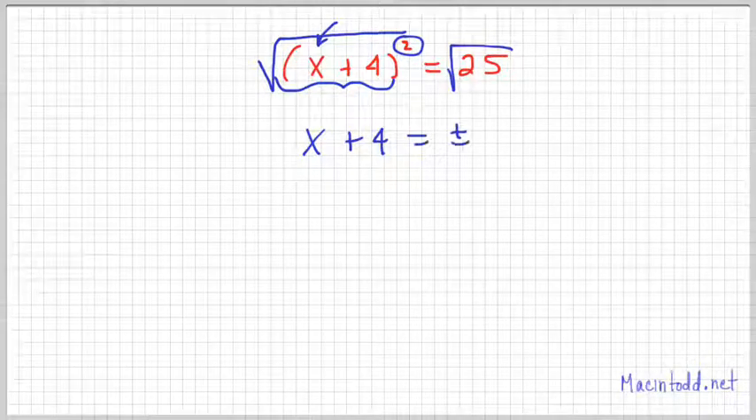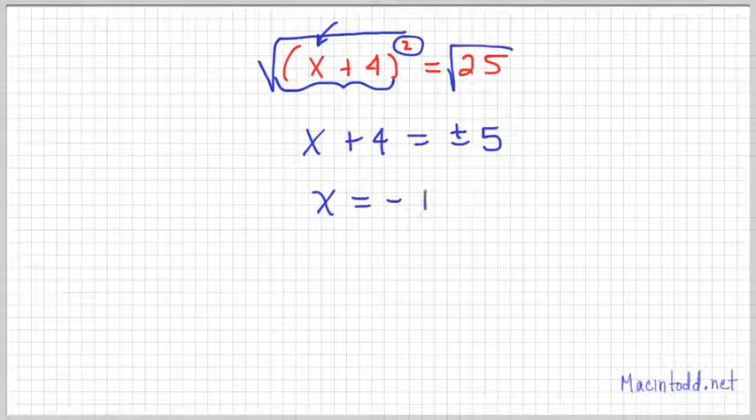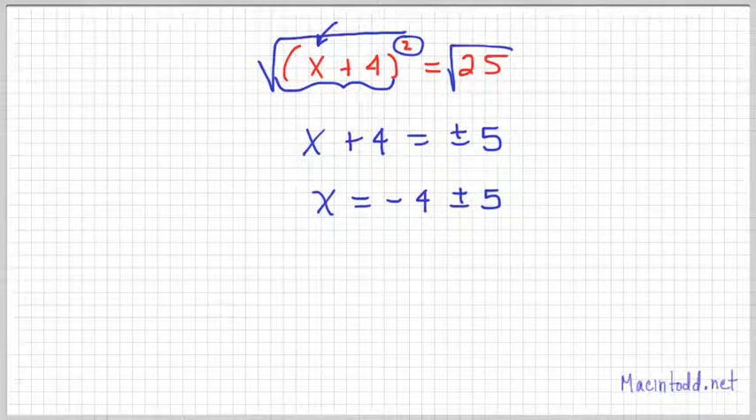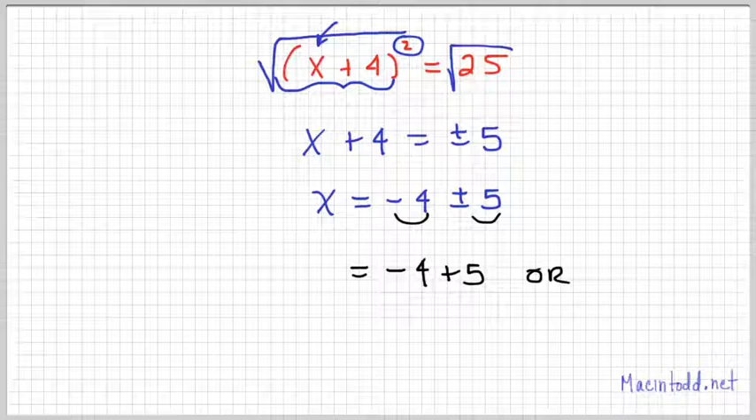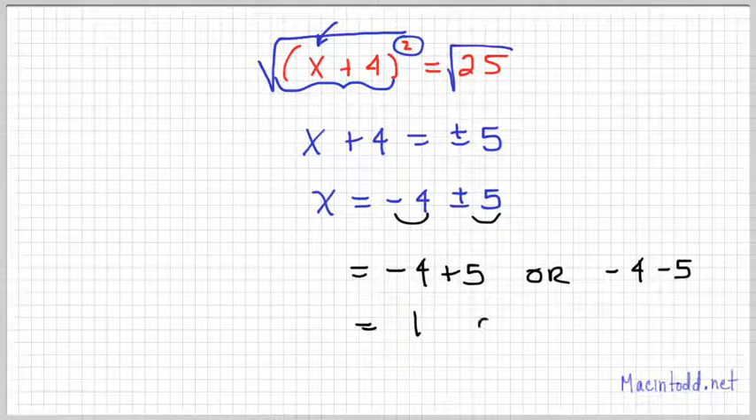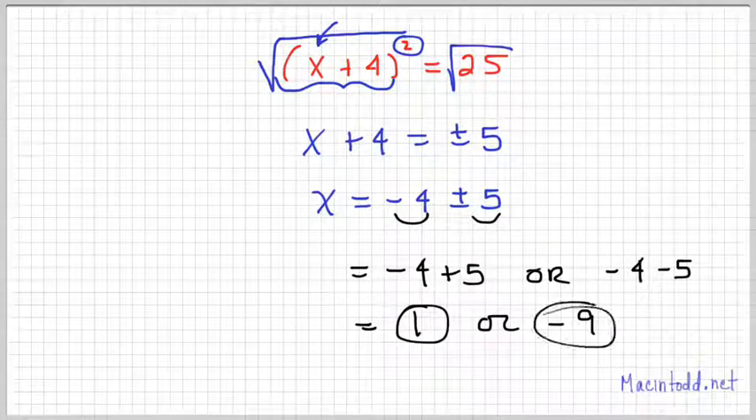Over here I still get plus or minus, and I get 5 because the square root of 25 is 5. Now to solve for x, I have to subtract 4 from both sides. Now we could stop here, but these are nice integers, and so it means x is negative 4 plus 5, or x is negative 4 minus 5. And I can simplify both those to find out exactly what x is. X is either 1 or x is negative 9.